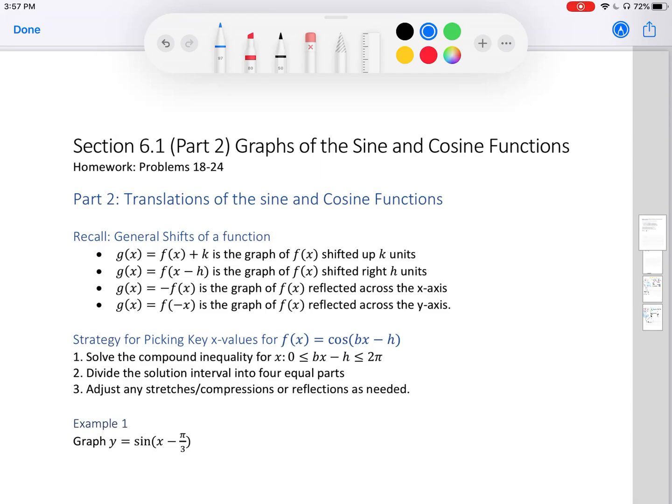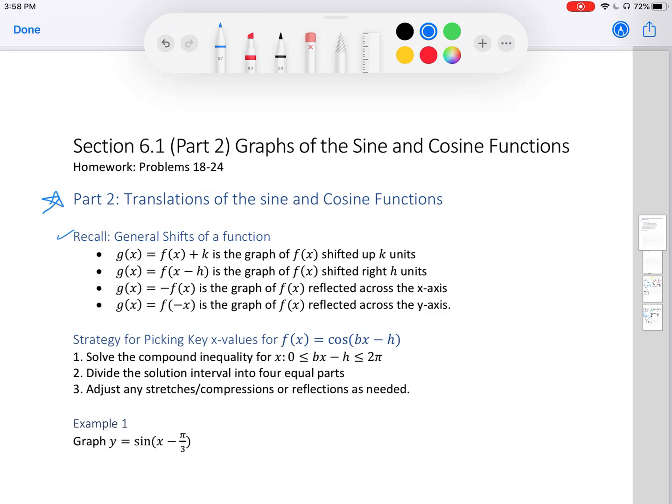Section 6.1, Part 2, Graphs of the Sine and Cosine functions. Your homework is problems 18 through 24. Part 2 will emphasize translations of the sine and cosine functions.